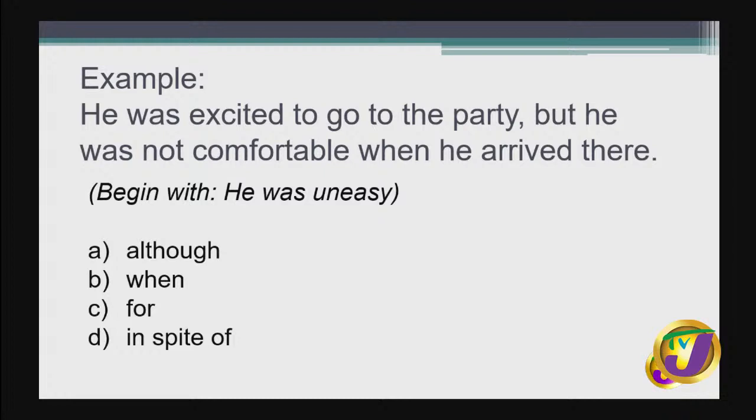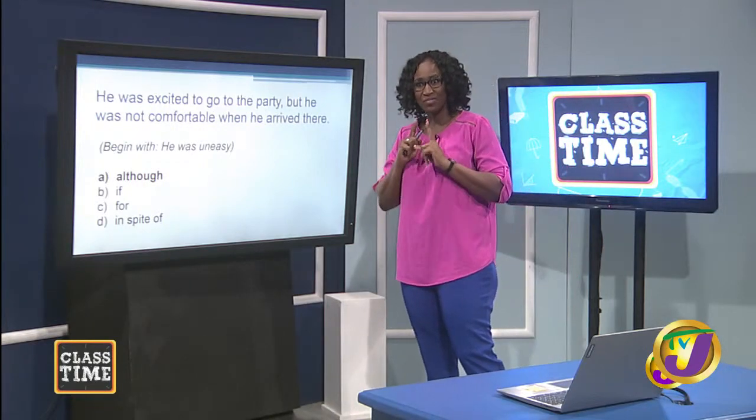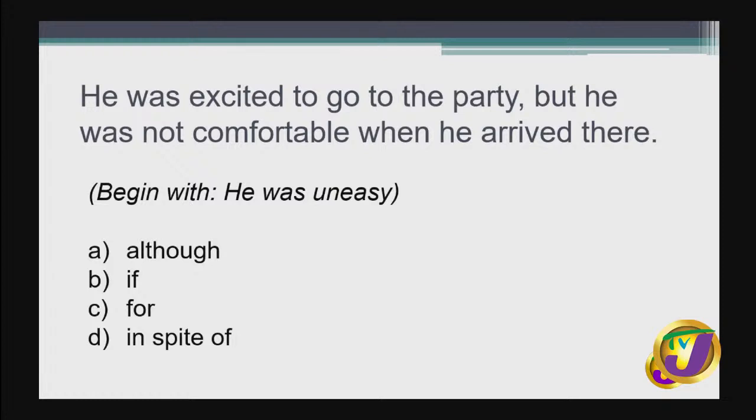The section of the sentence that conveys the idea is the second part of the sentence. He was not comfortable. Uncomfortable and uneasy convey the same idea. So what would your eventual new sentence look like, including the words, he was uneasy to start, and one of these options inside? So the word you should have thought of using is although, because you're going to start with he was uneasy, something, something, something about being at the party, although he had been excited in the beginning.